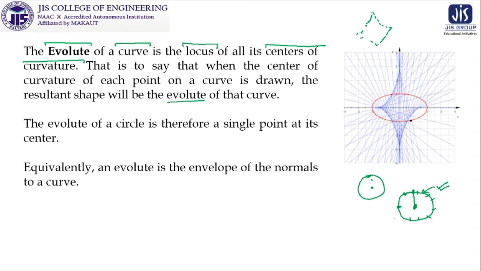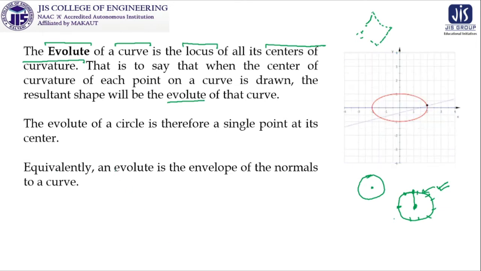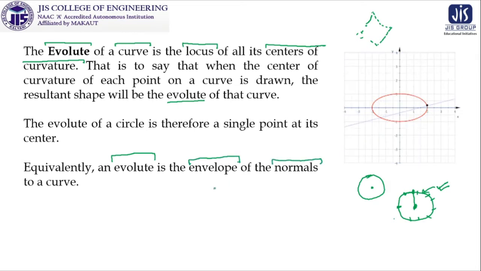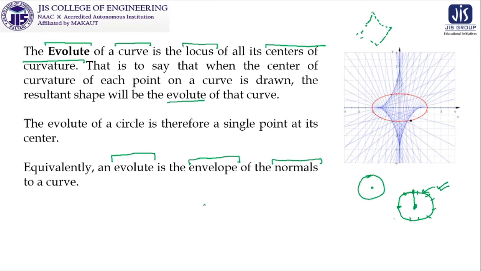Now the diagram is actually matching this one, and the evolute is the envelope of the normals to the curve. That means if you are finding the normals to a curve and you are trying to find the envelope of those normals, that is nothing but the evolute of this given curve.